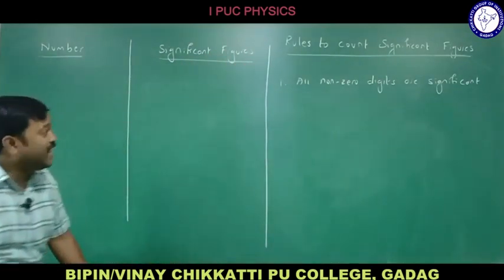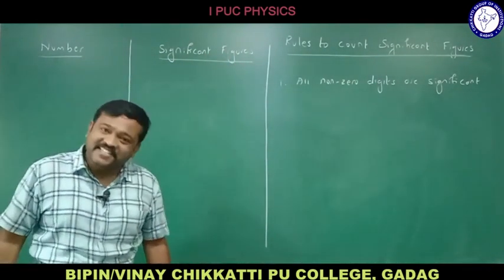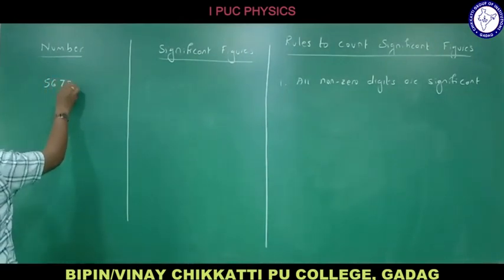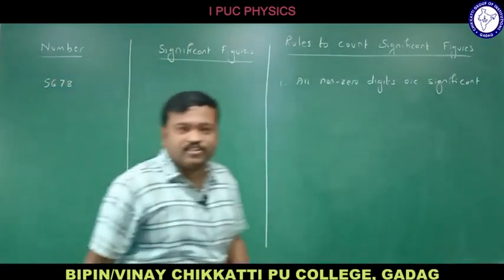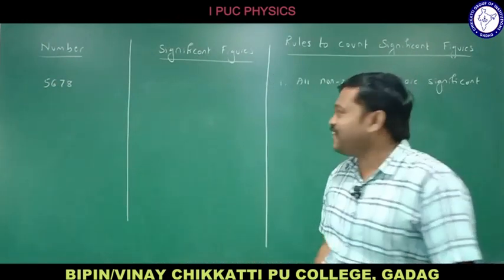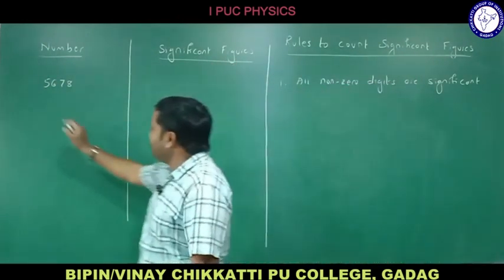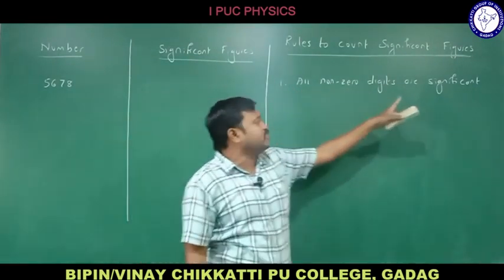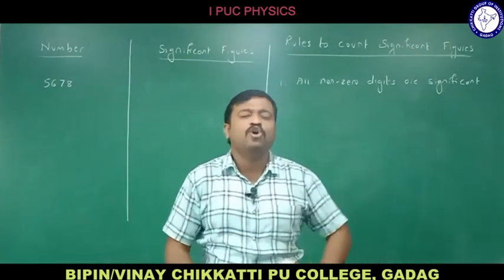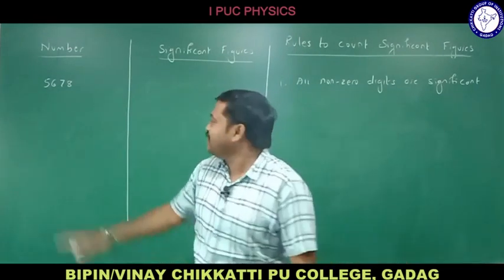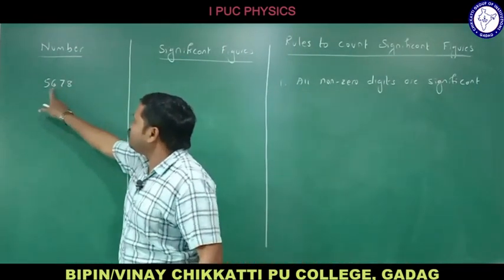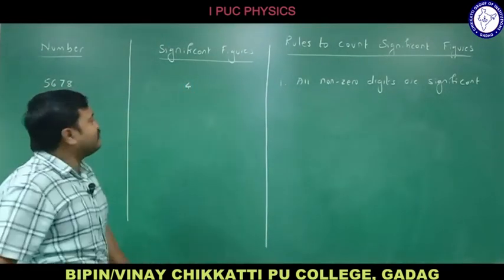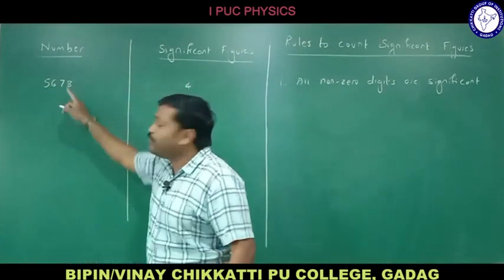So the first rule says that all non-zero digits are significant. If there is a number like 5678, how many significant figures are there? What does the first rule say? All non-zero digits are significant. Except 0, all the numbers are significant. So 5, 6, 7, 8. How many significant figures are there? 4 significant figures are there in this number.